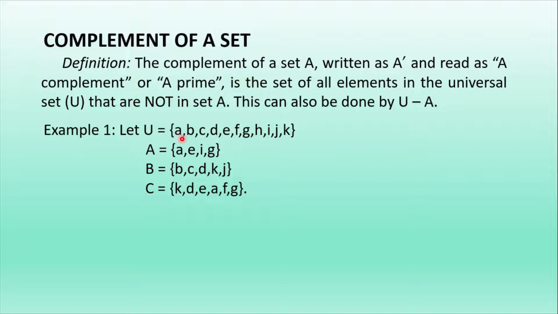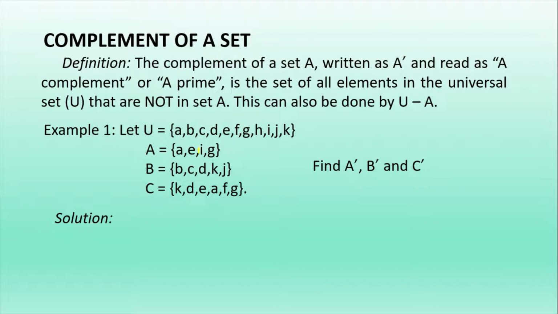Okay, example, let U be the universal set whose elements are A, B, C, D, E, F, G, H, I, J, K. And then, the subsets of U natin, we have sets A, B, and C. Okay? Okay, so we have to find for A prime, B prime, and C complement. Okay? So first, let's find the A complement.